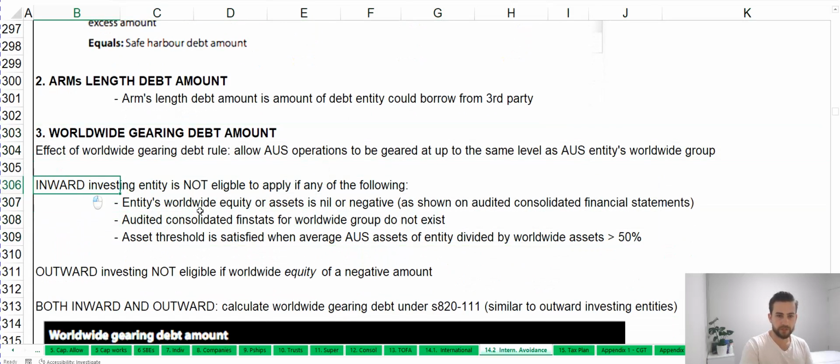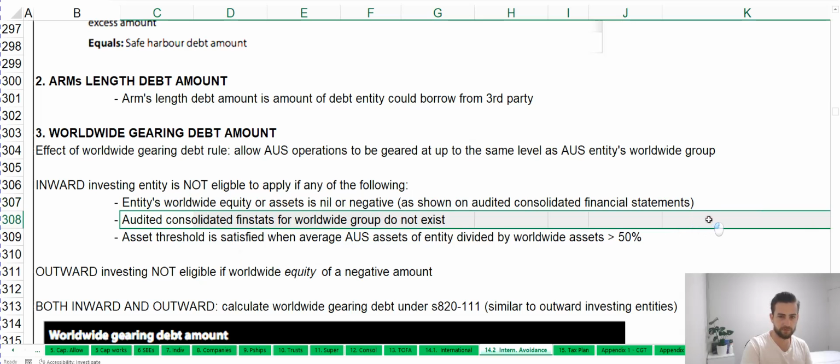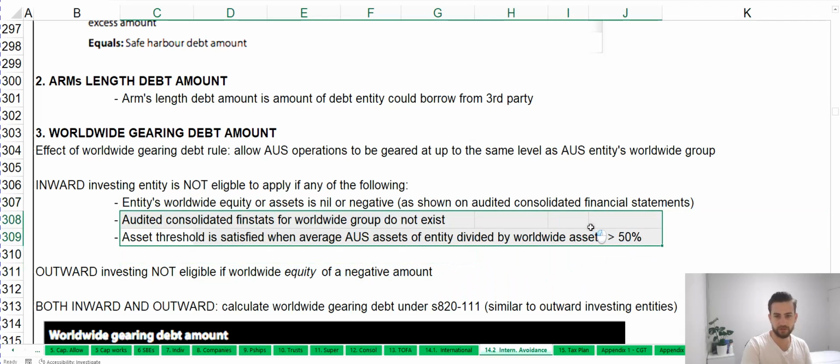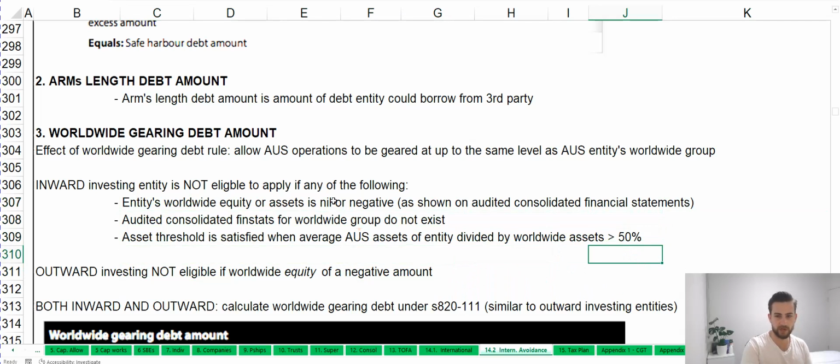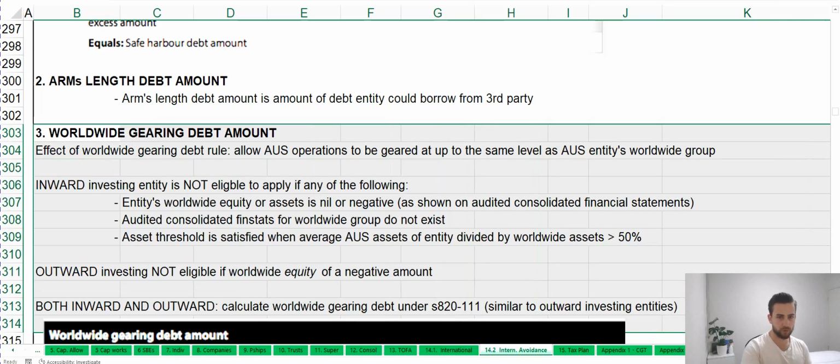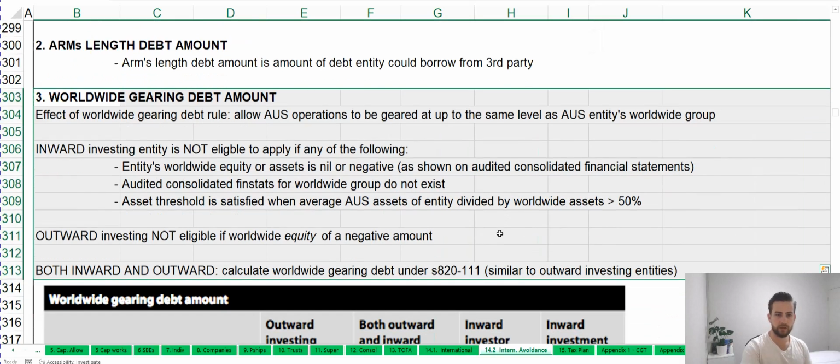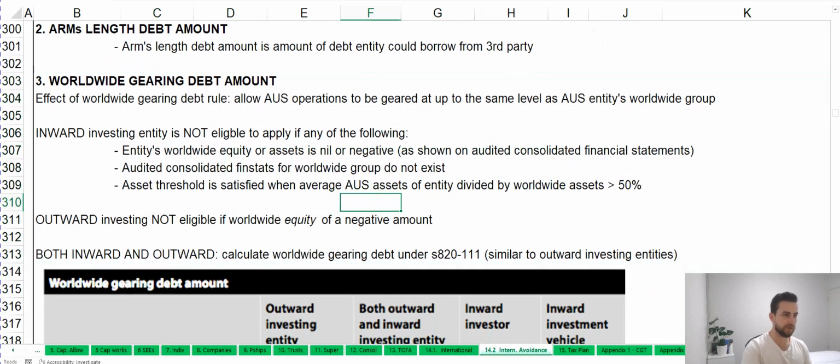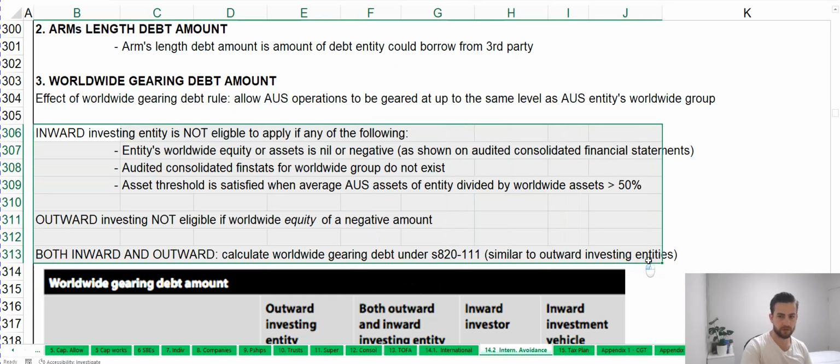Okay, so an inward investing entity is not eligible to apply if any of the following entities' worldwide equity or assets is nil or negative, or audited consolidated financial statements for the worldwide group do not exist. The asset threshold is satisfied when the average Australian assets of the entity divided by worldwide assets is greater than 50%. So these points all relate to the worldwide gearing debt amount. Depending on your exam, whether it's an inward investor, outward investing entity, and so forth, have a look through these little caveats, because there could be a little trick in there to watch out for.